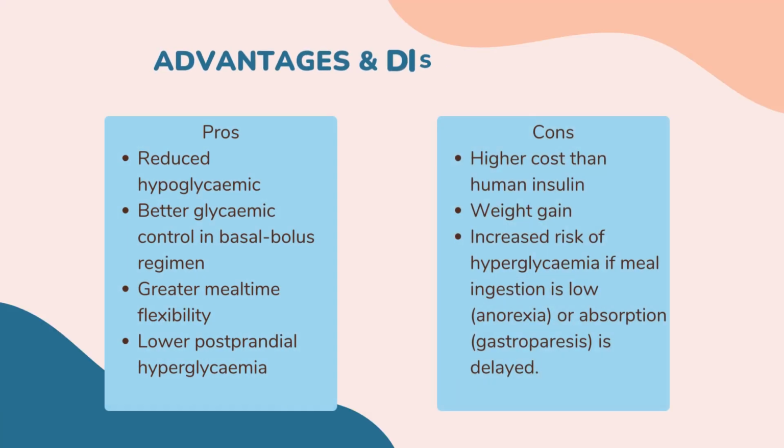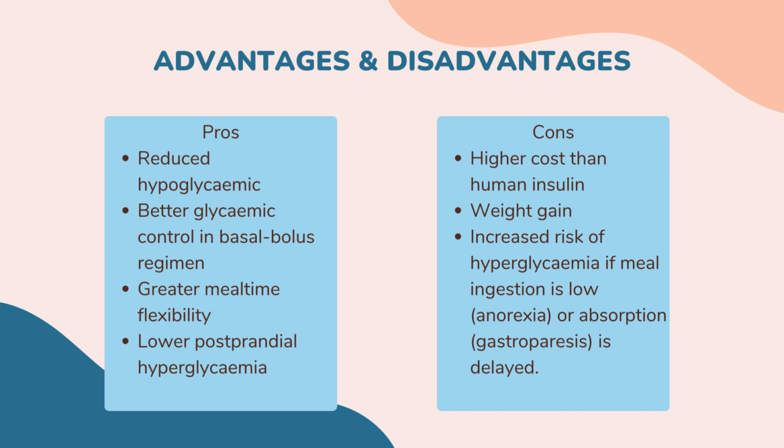So next we move to advantages and disadvantages. The first advantage is reduced hypoglycemia. The benefit of nearly normal glycemia in reducing microvascular disease is contentious and complex. Second, better glycemic control in basal bolus regimen. Third, greater mealtime flexibility. And the last one is lower postprandial hypoglycemia.